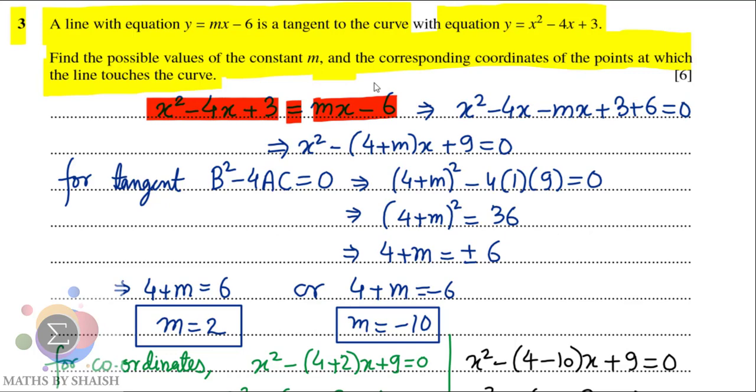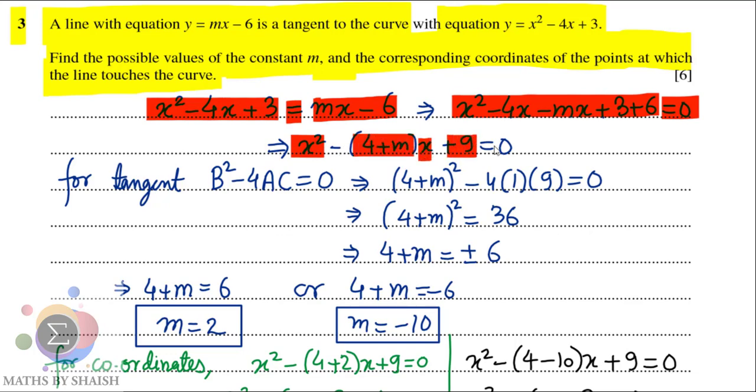We do it because we are finding the intersection point. So at the intersection point the curve has to get the same value. So from here we transfer this mx minus 6 to the other side, so that we get a quadratic equation in x, and we can simplify a little bit more, so it becomes x squared minus (4 plus m)x plus 9 equals 0.